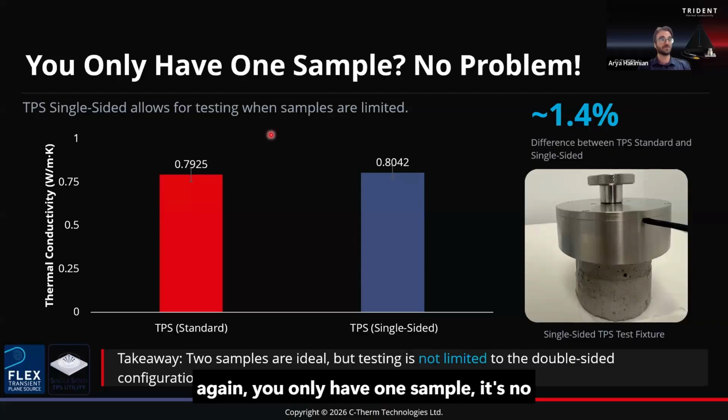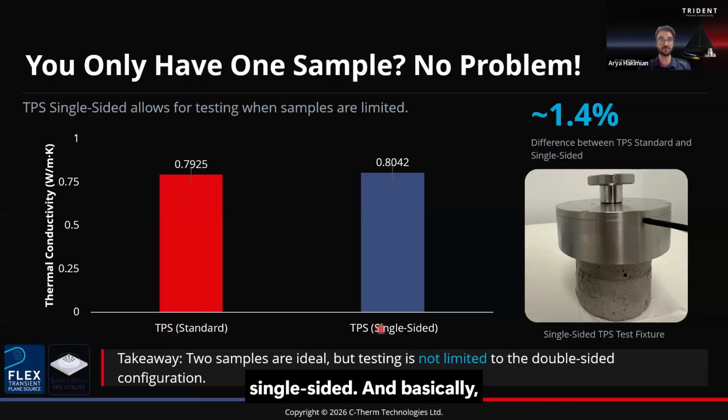So again, you only have one sample, it's no problem. I actually did a test on some Quikrete sample that we just made up in the lab. And I tested it with a double-sided configuration as well as single-sided.